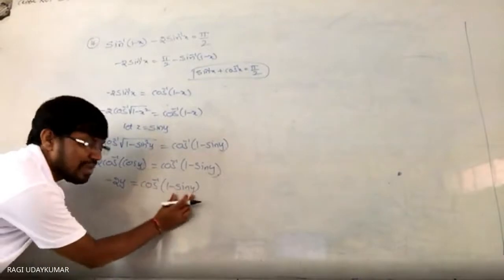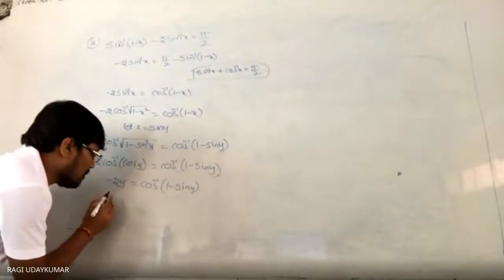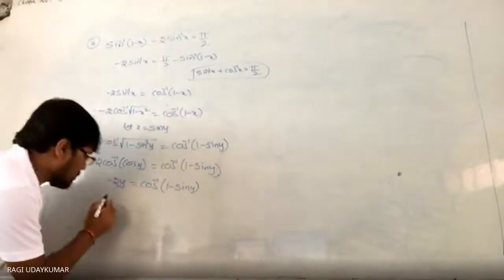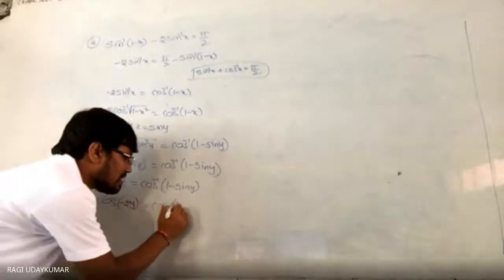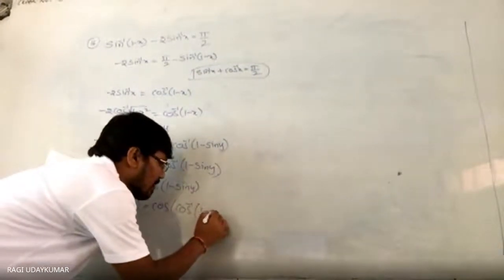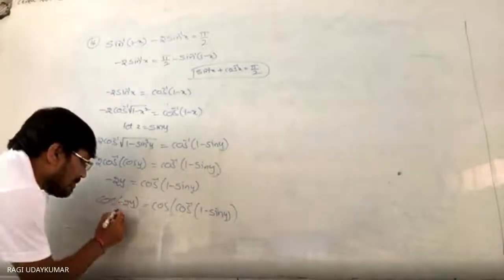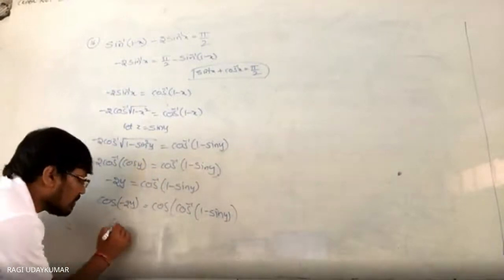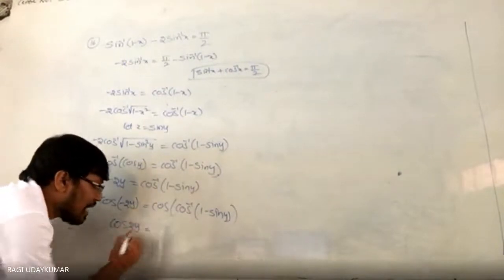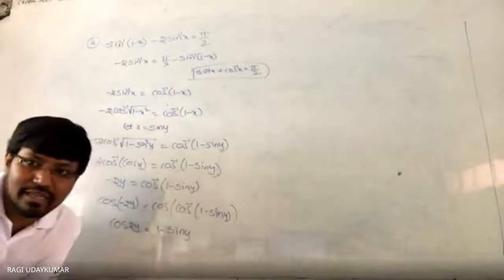See here, cos inverse of 1 minus sin y is equal to minus 2y. So from this, if you take cos on both sides, what do you get? Cos of minus 2y is equal to cos of cos inverse of 1 minus sin y. Cos of minus 2y can be written as cos 2y. Cos 2y is equal to 1 minus sin y.